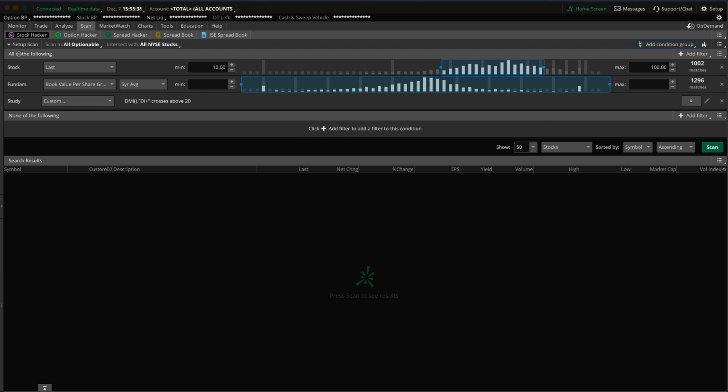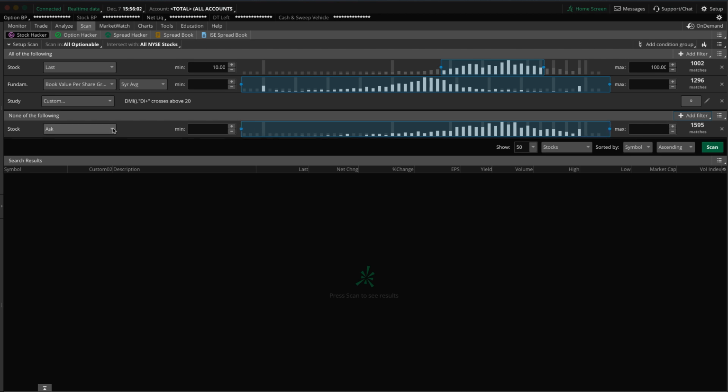So you can see here you've got this section up here, which is all of the following, and all these 3 items will be combined together. That means the stock is above 10 and less than 100. The fundamental, whatever you might set here, not going to mess with that. And then the study filter. And then let's say you want to add something for none of the following, and then you just add whatever it is that you want.